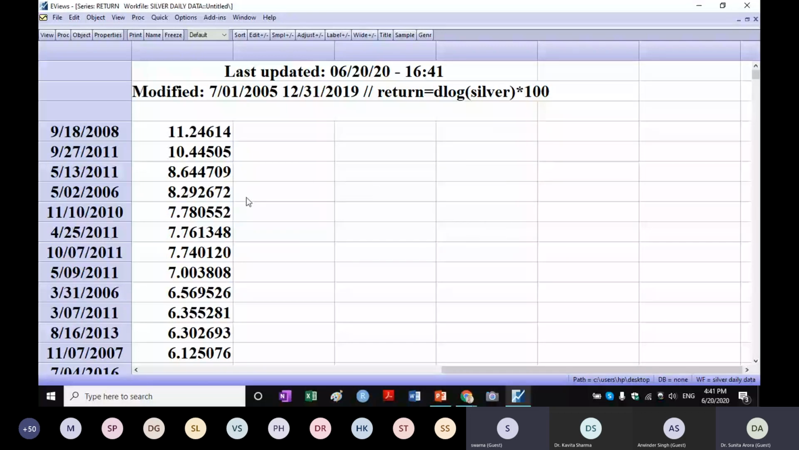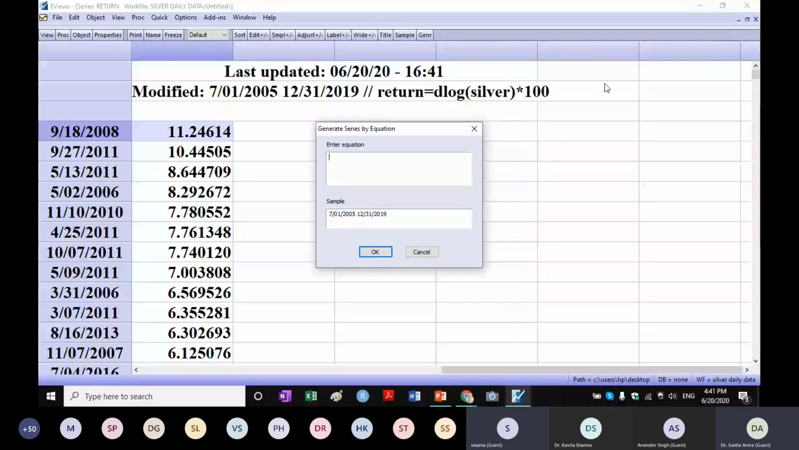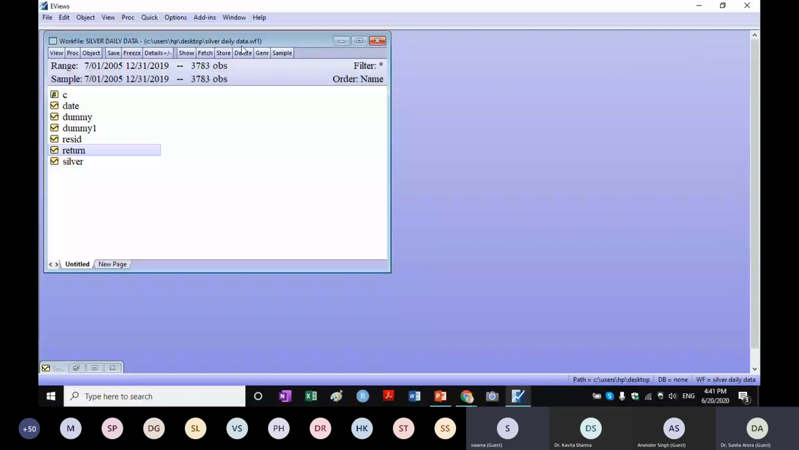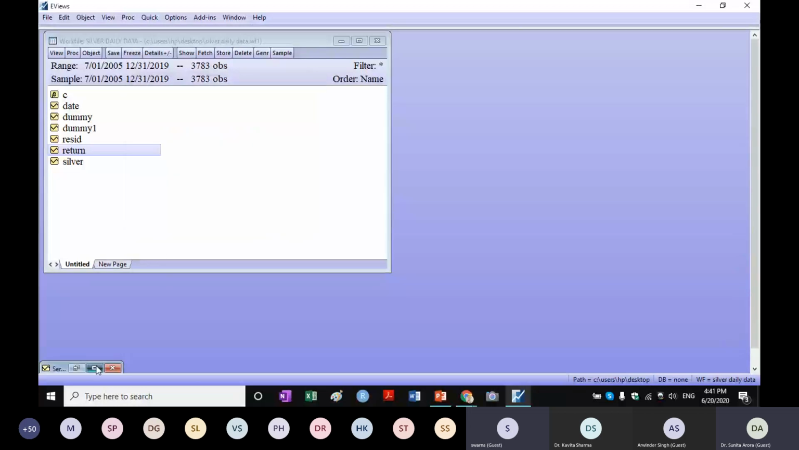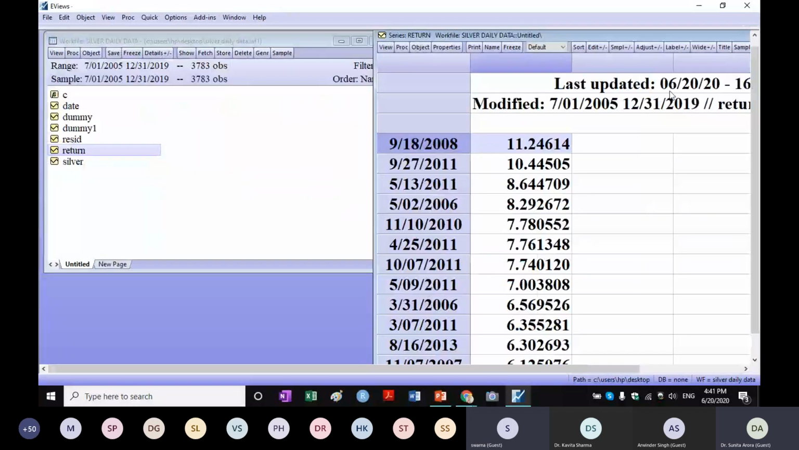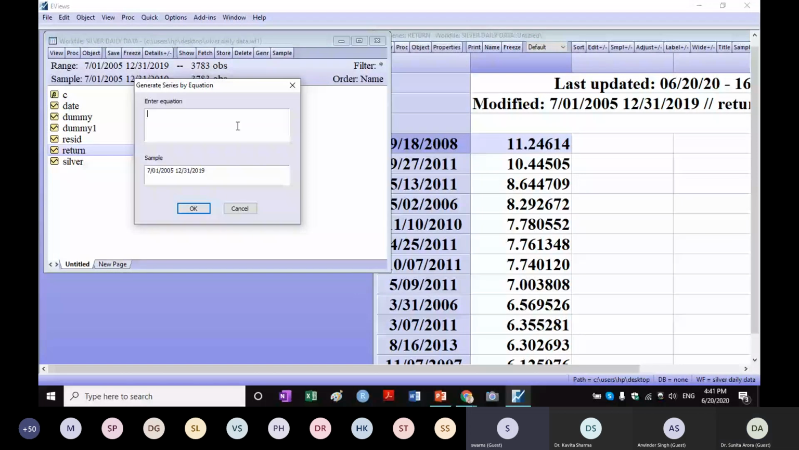Now the date is 18th September 2008. On the main window, go to generate. The date was 9/18/2008, 18th September 2008. Yes, ma'am. For 9/18/2008.